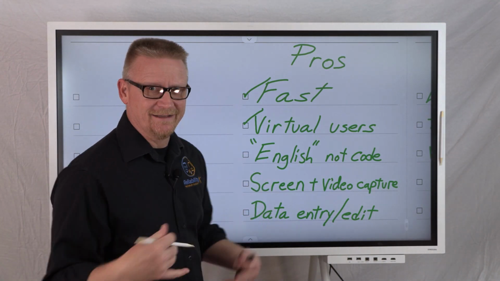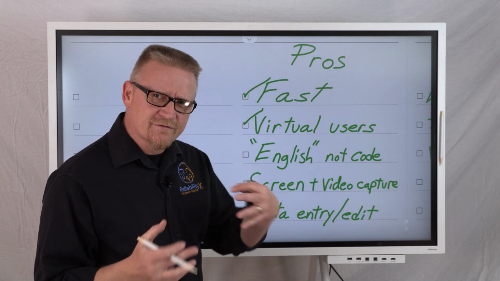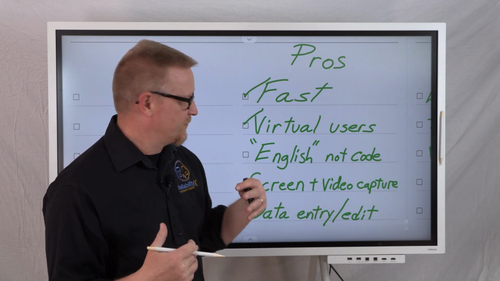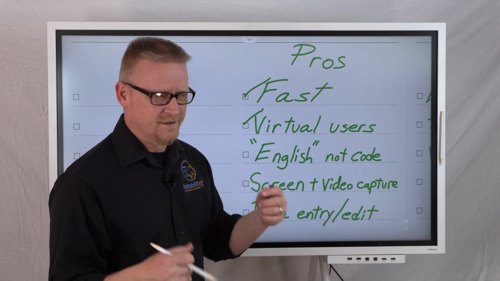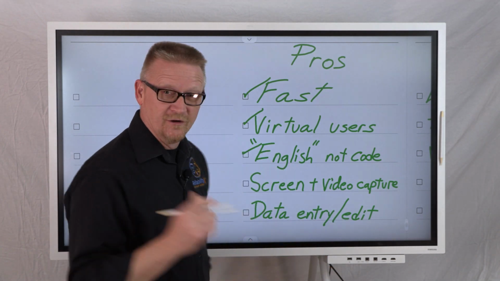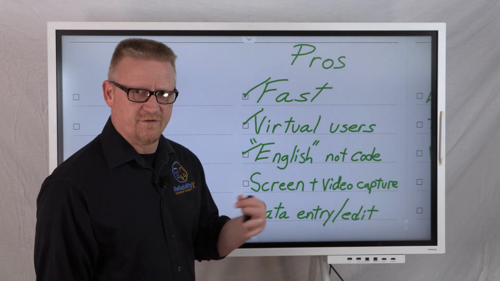The code is in English. It's code, but they've converted the code to understand the English language, so to speak, right? So you're using English words to execute what is typically done through code. So the learning curve really drops because of that. Screen and video capture.